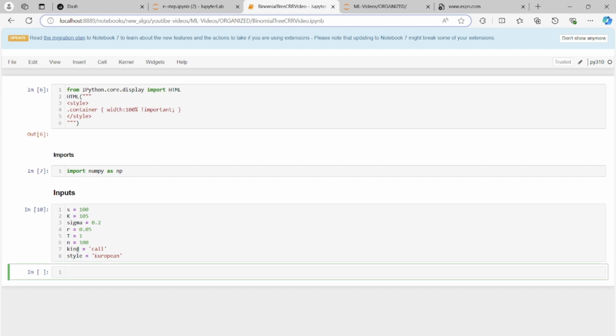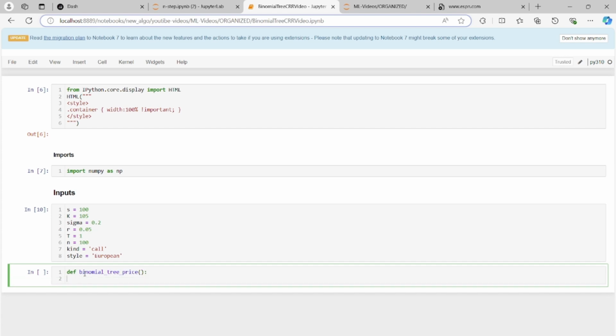And anyways, okay, so these are the parameters. So now we need to define a function called def binomial_tree_price. So what's the binomial tree price? We have as input S, K, sigma, R, T, N, kind, and style.